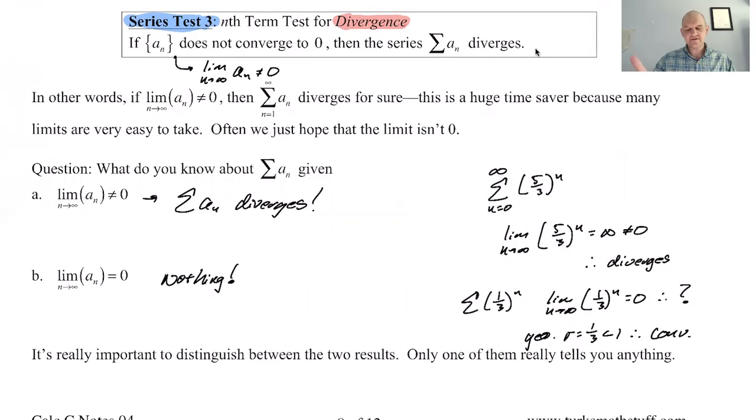So geometric series, telescoping series, nth term test for divergence. We've got 3 tests so far.